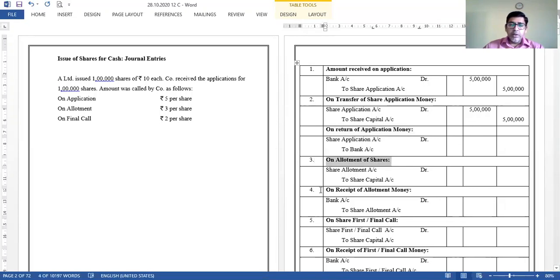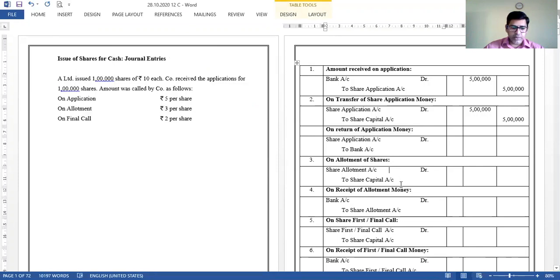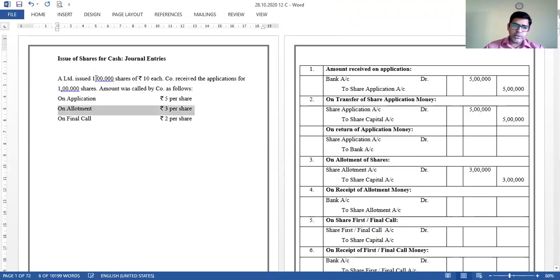Third, on allotment of shares, when the shares are allotted, the allotment money is to be called. Allotment money per share can be seen as 3 per share. How many shares are there? 1 lakh. So 1 lakh into 3 will be 3 lakh rupees. The share allotment account debited 3 lakh to share capital 3 lakh. Always, whatever the call per share is, multiply by the number of shares issued. 1 lakh into 3, 3 lakh.